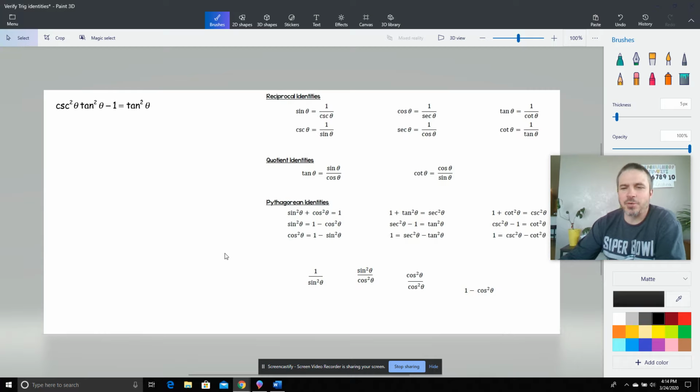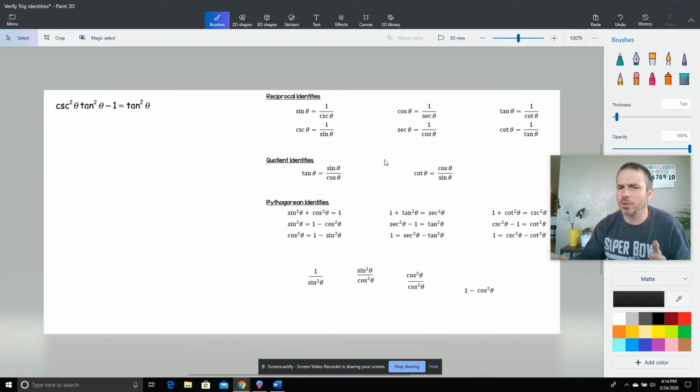All right, welcome to lecture 3 of verifying trig identities. So here's a little twist to the game a little bit. You'll notice there's a lot more squareds going on over here. So the cool thing about the reciprocal and quotient identities is they all can be squared all the way through.